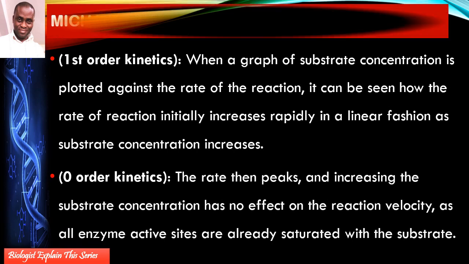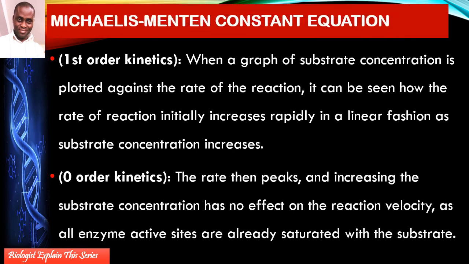And so in the discussion of the Michaelis-Menten equation or kinetics, when the part of the graph is straight on the plot, you call that first order kinetics because it depends on the substrate concentration, and it tells you how the whole process depends on an increasing substrate concentration.